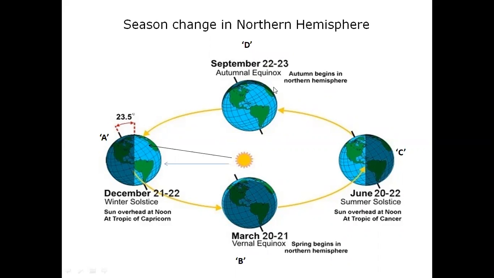Now, from C to D, the northern hemisphere begins to experience autumn, and the southern hemisphere experiences spring. Now, again in 3 months' time, the Earth moves back from D to A, coming full circle and completing its revolution around the Sun in 365 days, and again, winter begins in the northern hemisphere.